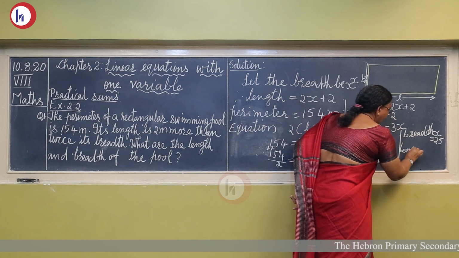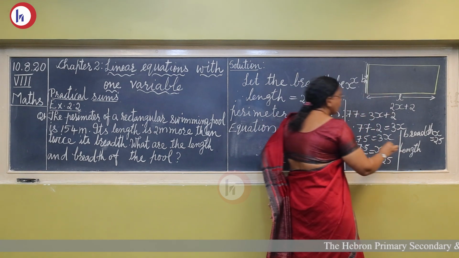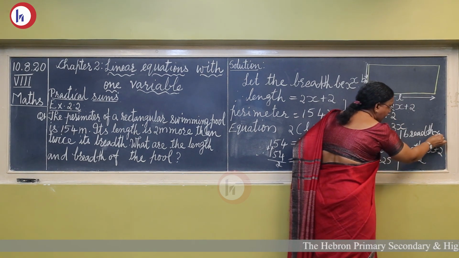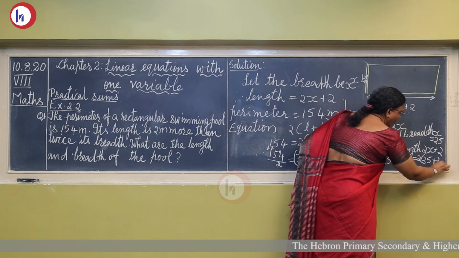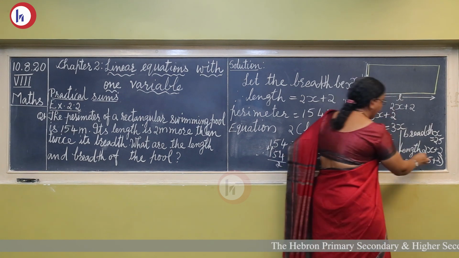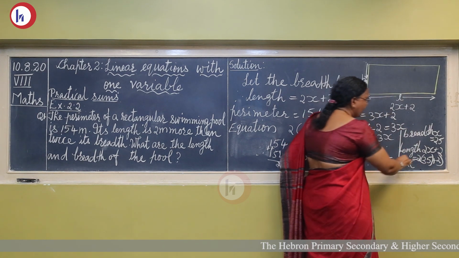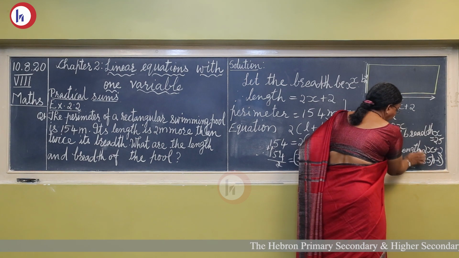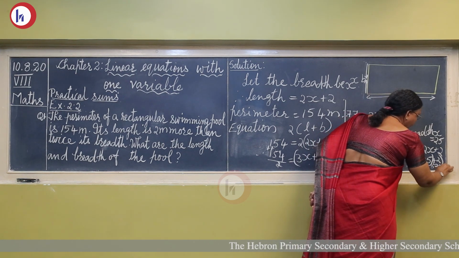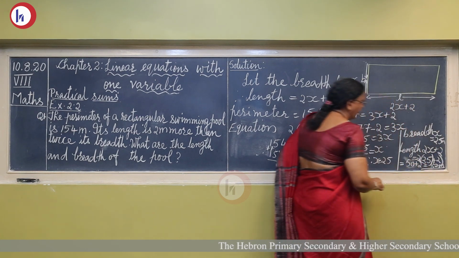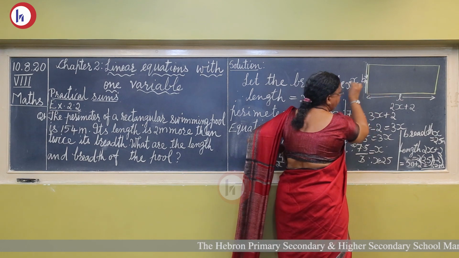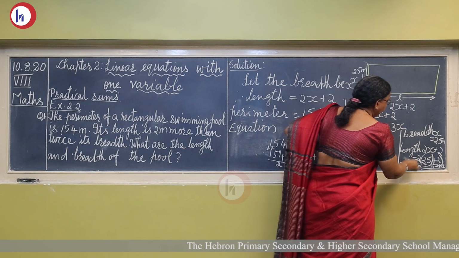Now length. To find the length, you have to substitute, that is 2x plus 2. That will be equal to 2 into 25 plus 2, substituting the value of x. So 2 25s are 50 plus 2, that is equal to 52. And meter, here also it will become meter. So you are getting breadth 25 meter and length will be 52 meter. That will be written here, that is breadth 25 meter, and here length is 52 meter.